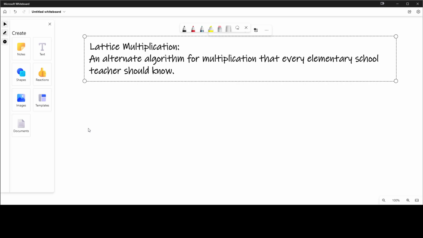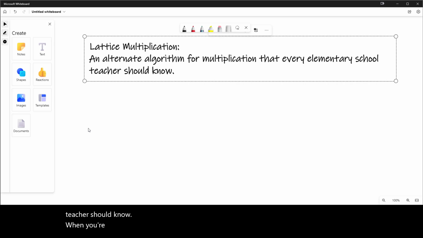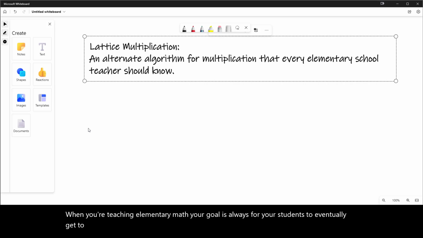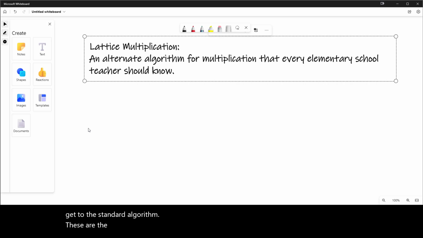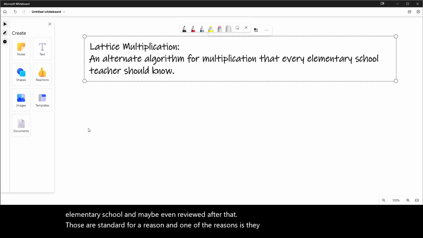Hi everyone, this video is about lattice multiplication. This is a really important alternate or non-standard algorithm that every elementary school teacher should know. When you're teaching elementary math, your goal is always for your students to eventually get to the standard algorithm. These are the rules for adding, subtracting, multiplying, or dividing that you were taught in elementary school and maybe even reviewed after that. Those are standard for a reason, and one of the reasons is they are fast.